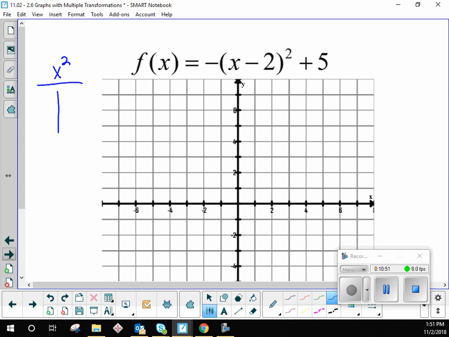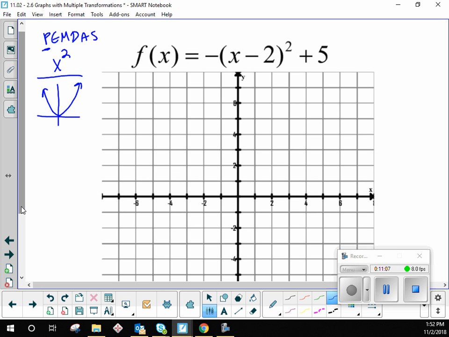Here's the parent graph. So we know that our final graph is going to be a parabola somehow. But let's talk about the order of the transformation. So consider your PEMDAS. Parentheses first. What will be my first transformation if I'm taking care of inside the parentheses? Right 2, okay? Because that's insider's lie. So my first thing is going to be right 2.